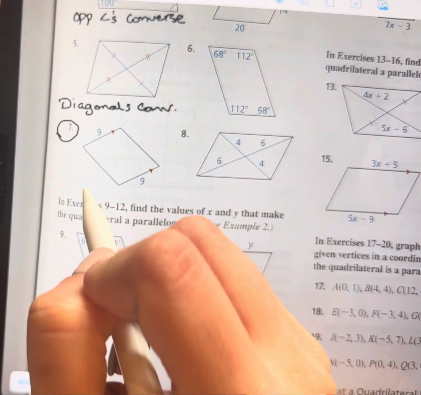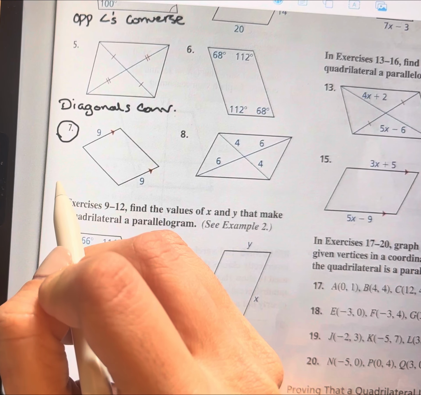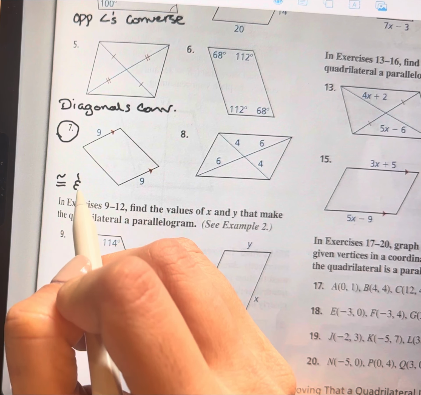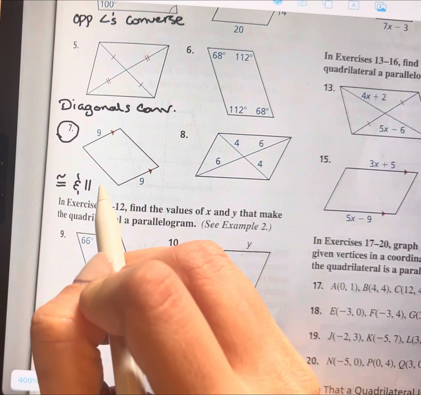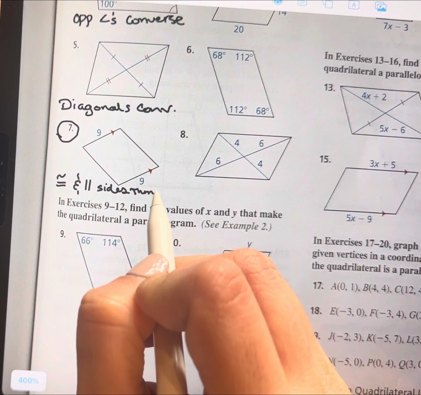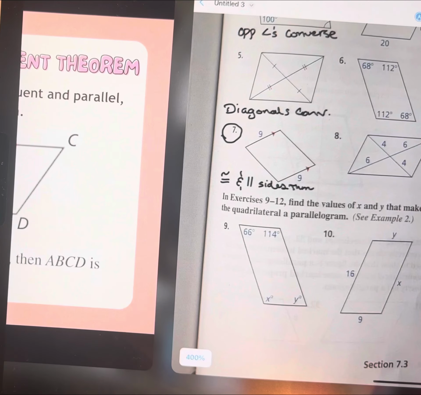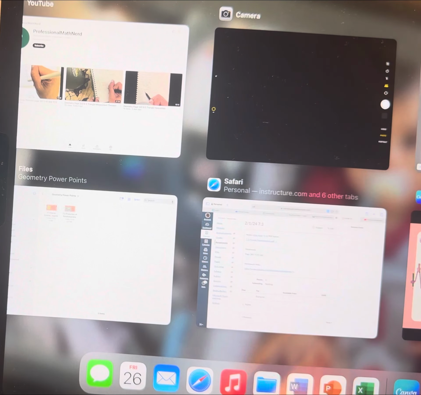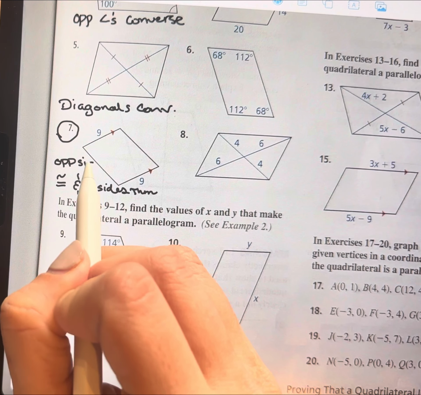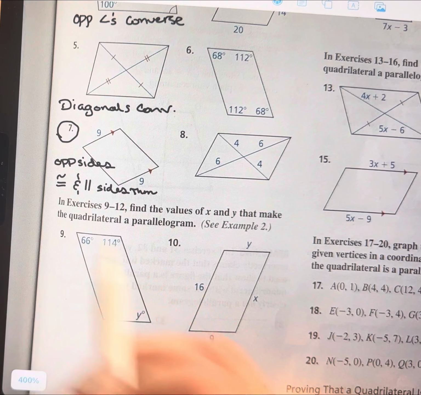So that makes it a parallelogram, and that is the congruent and parallel sides theorem. Okay? Opposite sides parallel and congruent. Opposite sides parallel and congruent theorem.